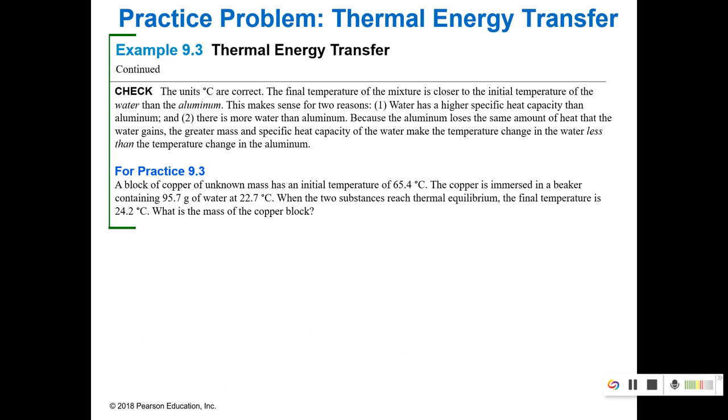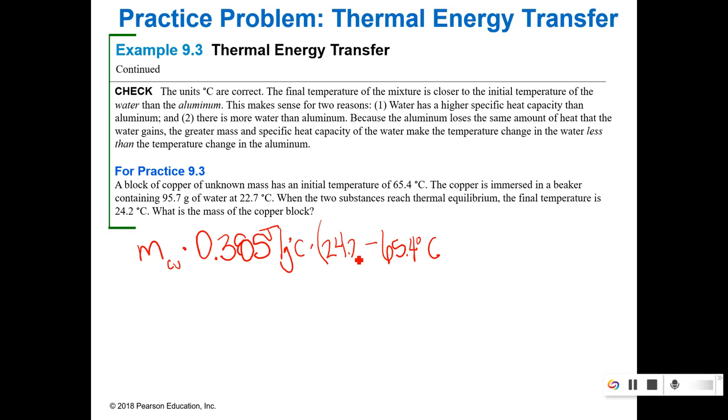If you need more practice, oh, this one is the mass of the block. So we can do this one too. It's going to be the same process, but now we're finding the mass. So we're finding mass of Cu. Okay, the specific heat of copper is 3.85. And the copper's initial temperature was 65.4, and the final temperature was at 24.2.